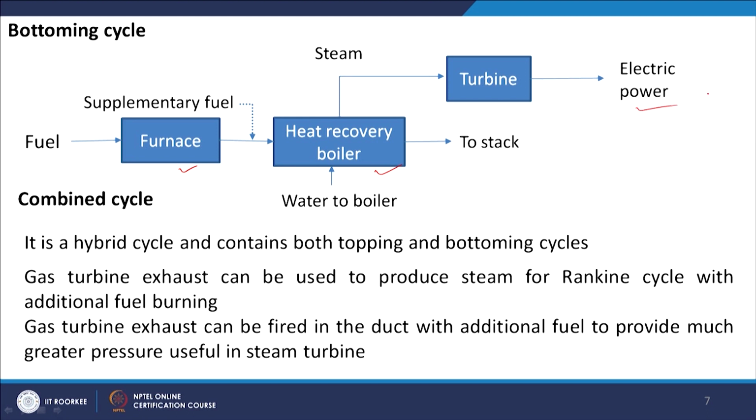Now, in combined cycle it is a hybrid cycle and contains both topping and bottoming cycles. Now, how does cogeneration help? Cogeneration means we are producing electricity as well as steam for different types of application. So, in that case we can reduce the loss of energy and we can get more efficiency of the process.